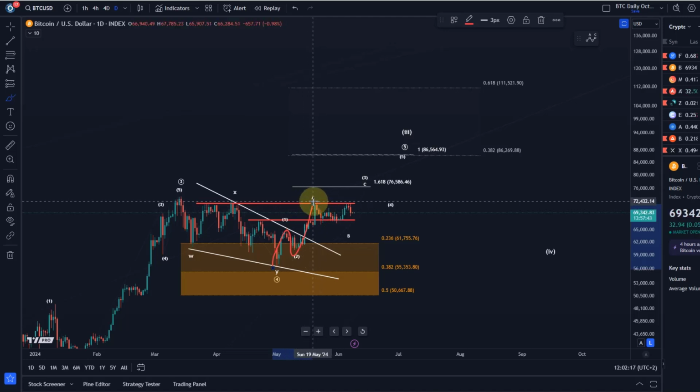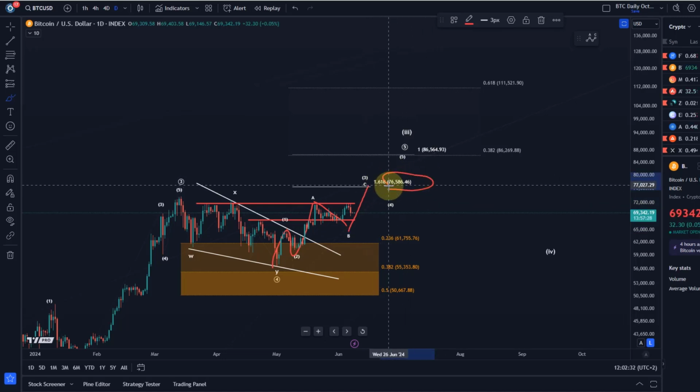Now we have a corrective wave, so it could be the B wave in wave 3. Then we should get a C wave in wave 3, which might take us to 76.5K. Then a fourth wave and a fifth wave. So that's how I see this. I think it makes sense until something breaks.